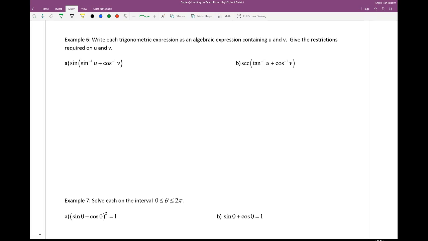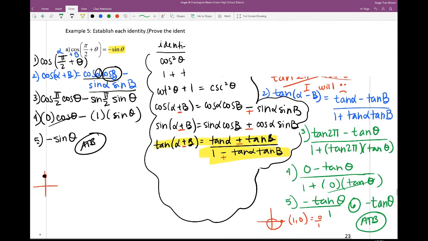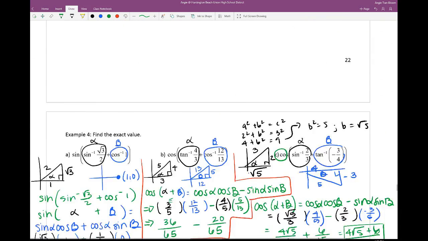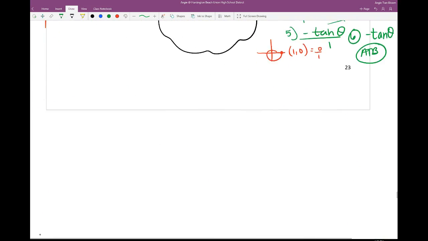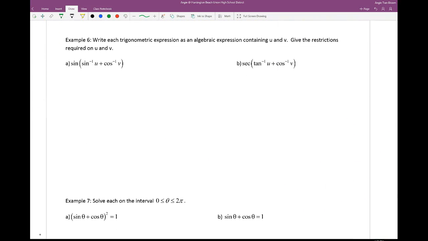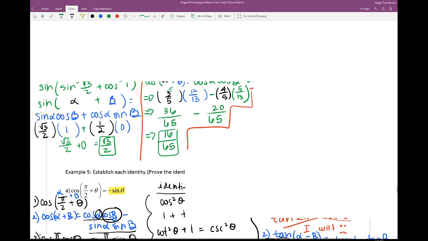Now keep in mind, this example 6 is very, very similar to example 4. See this example 4 from previous videos? But instead of numbers, it just has u and v, and that's not really important. If you understand the concept, then it's not a big deal. So let's recap what we did in example 4 to give you an idea.